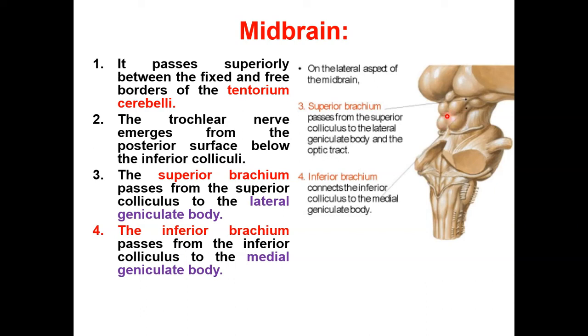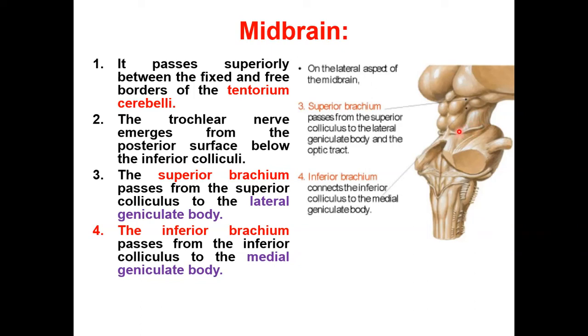This structure, the midbrain, passes from the free margin of the tentorium cerebelli, through the tentorial notch. This is the trochlear nerve. It means the trochlear nerve emerges from the posterior or dorsal surface of the midbrain. This is the only cranial nerve which arises from the dorsal surface. All other nerves arise from the ventral surface of the brainstem. So this trochlear nerve, the fourth cranial nerve, emerges from the dorsal surface of the midbrain, goes on to the ventral surface and then crosses to each other.